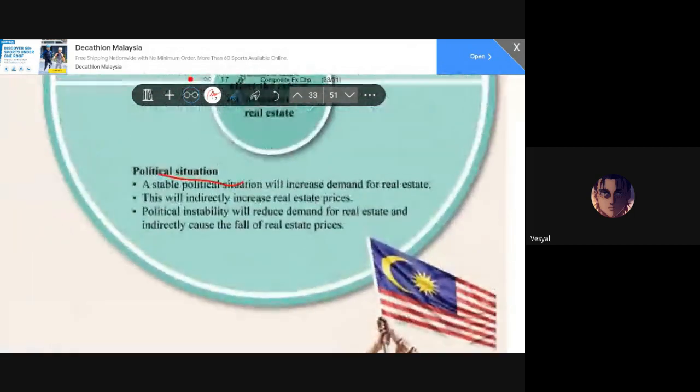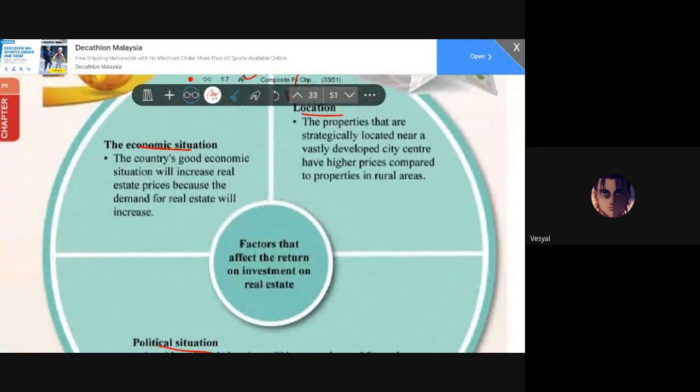So yeah, let's read a bit. Economic situation, I think I don't need to tell more about it here. How's the economic situation in our country? You all know better. It will increase the real estate prices because demand for real estate will increase. I think Penang is a good example. That's why most people will buy houses on the mainland because it's cheaper, not on the island.